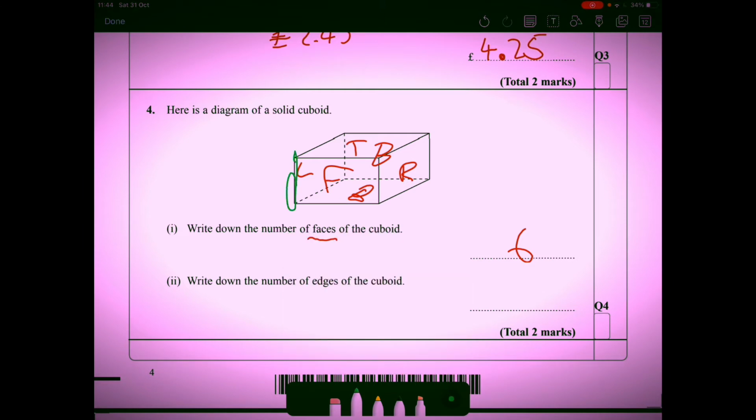Part 2 of 4, write down the number of edges of the cuboid. Okay, so we've got 1, 2, 3, 4. 4 at the front, 4 at the back, and then 1, 2, 3, 4 that join the front to the back. So there are 12 edges.